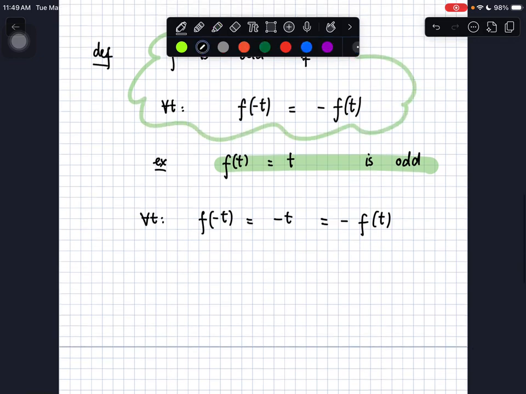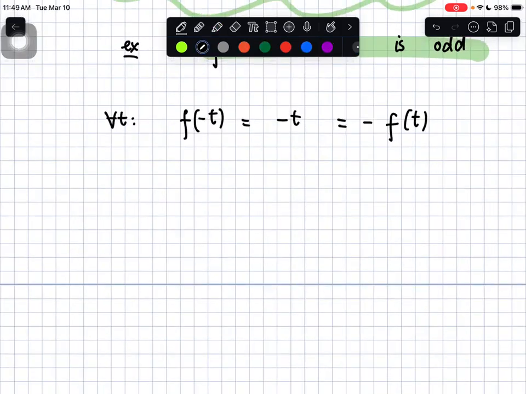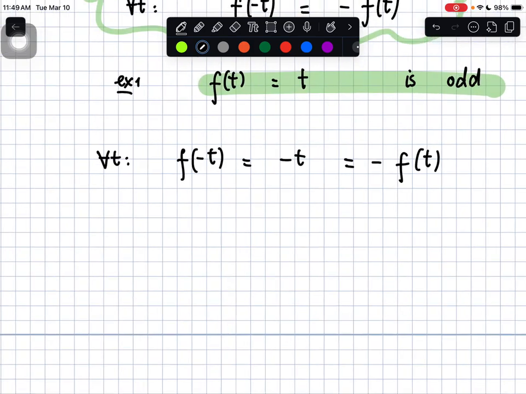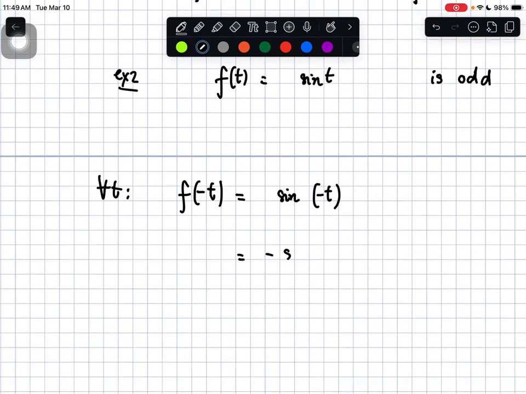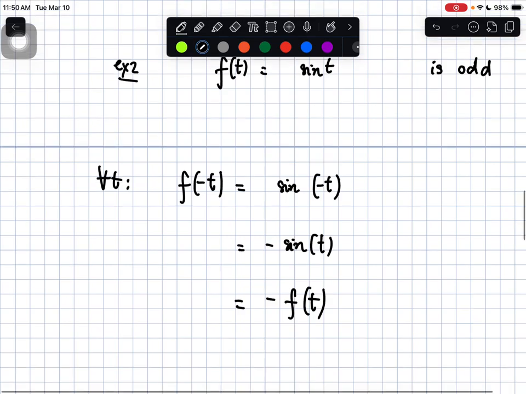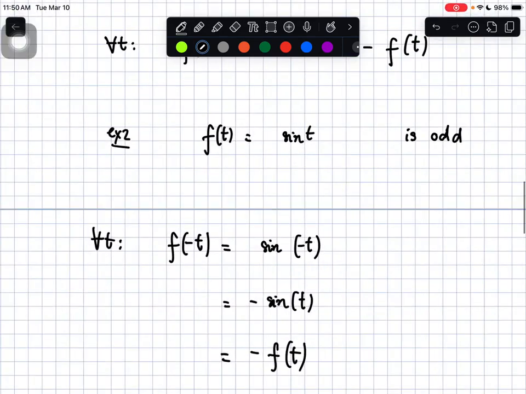And let's do another example. Sine of t is also odd. Example 2: f(t) equals sine of t. This is odd. So for all t, f of minus t is sine of minus t. Sine of minus t is minus sine of t. Minus sine of t is minus f of t. So you see that for all values of t, f of minus t is minus f of t. So this function is odd. Second example.